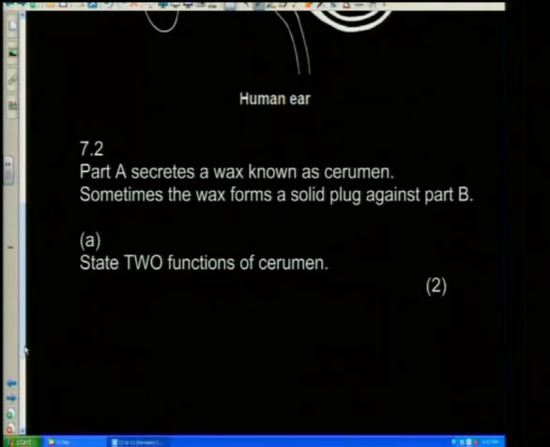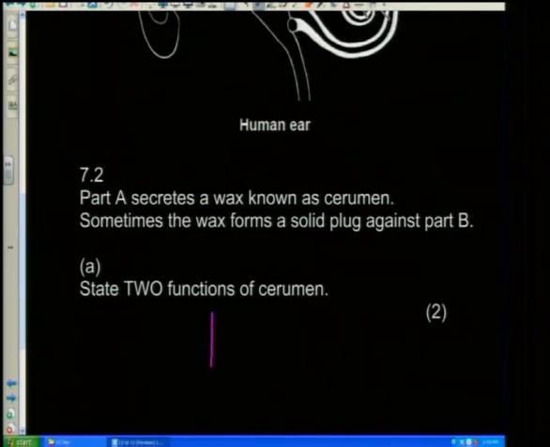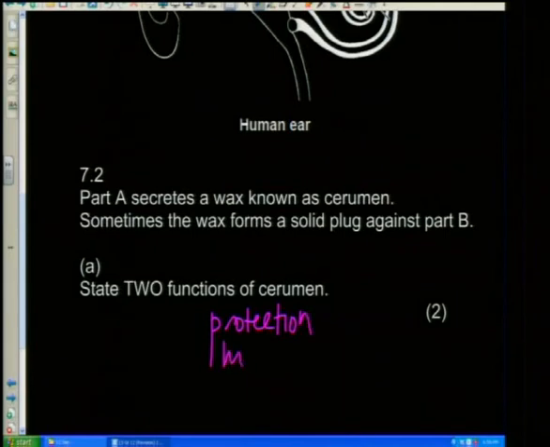They say part A secretes a wax known as cerumen. Sometimes the wax forms a solid plug. State two functions of cerumen. Obviously, it's for protection and to keep the ear canal moist.